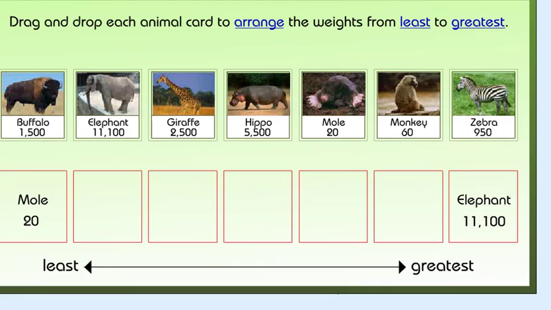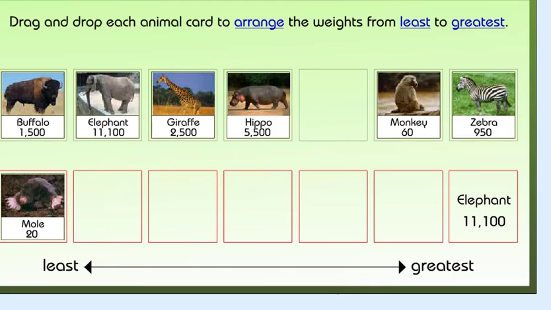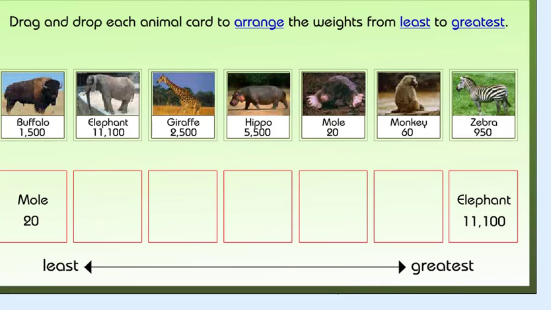Help Spark and Maria plan their visit to the animals. Use your mouse to drag and drop each animal card to arrange the weights from least to greatest. When you finish, click Next to continue.